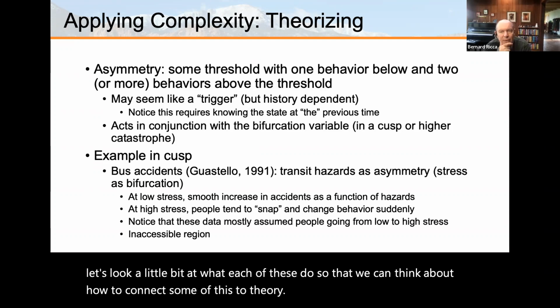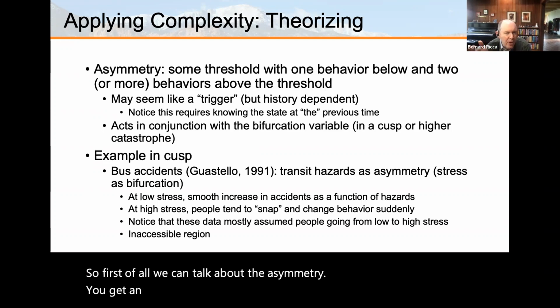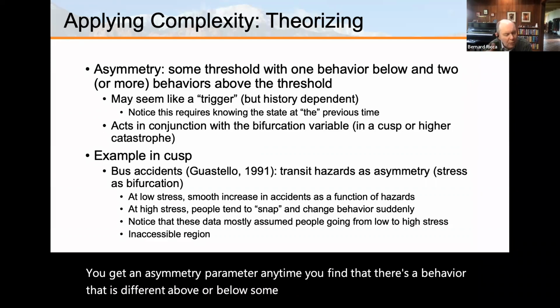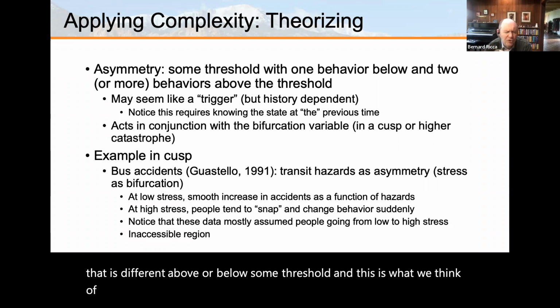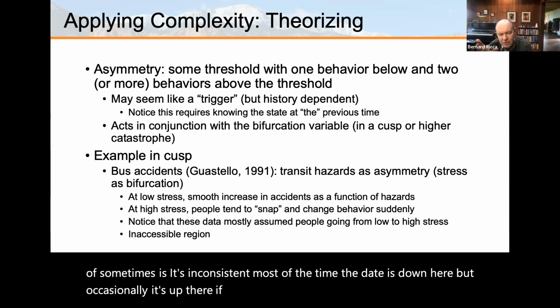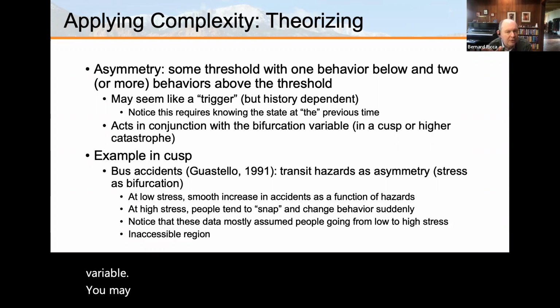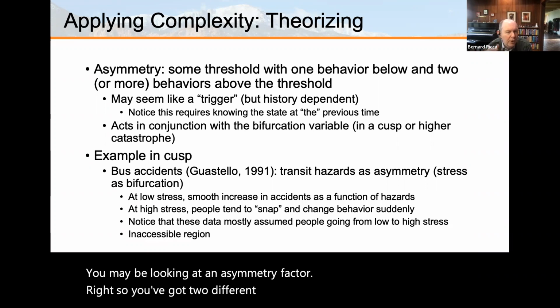So first of all, we can talk about the asymmetry. You get an asymmetry parameter anytime you find that there's a behavior that is different above or below some threshold. And this is what we think of sometimes as, it's inconsistent. Most of the time the data is down here, but occasionally it's up there. If you see something like this, you see a dependent variable that looks inconsistent compared to an independent variable, you may be looking at an asymmetry factor, right? So you've got two different behaviors depending upon where it is.